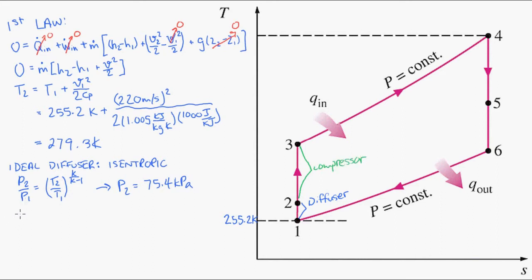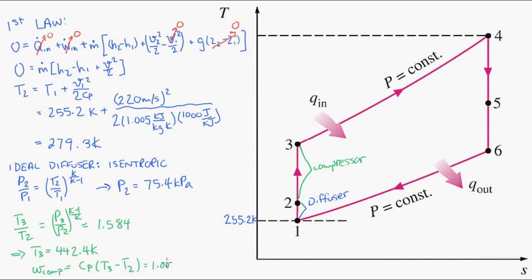Now for the compressor, we know our pressure ratio. So then we can solve for T3 since we know T2. So then we get T3 is equal to 442 Kelvin. Taking the difference of the temperatures and multiplying by the heat capacity, we can find the work done by the compressor. So the compressor work is equal to about 163.9 kilojoules per kilogram.